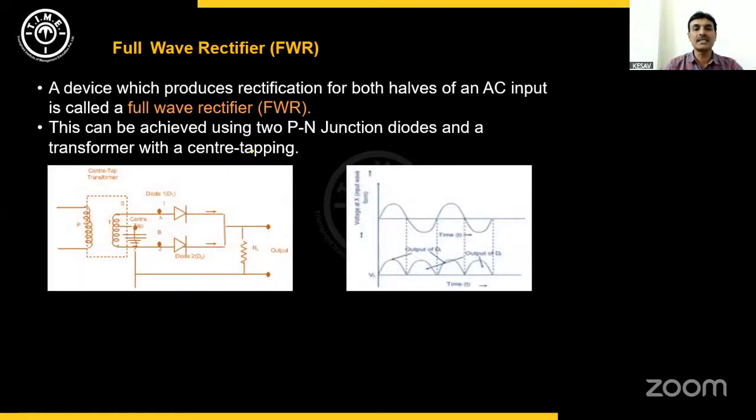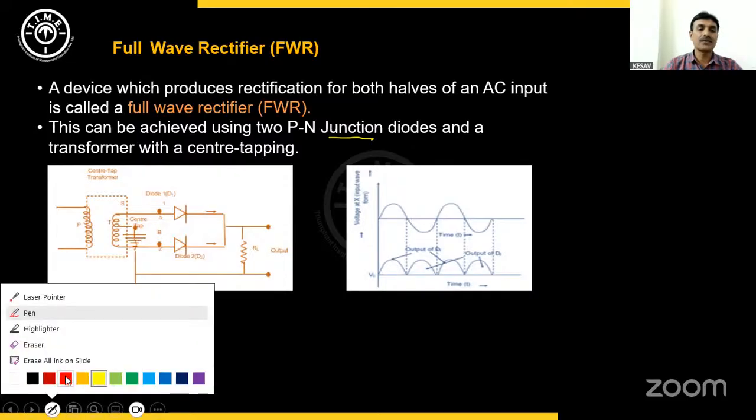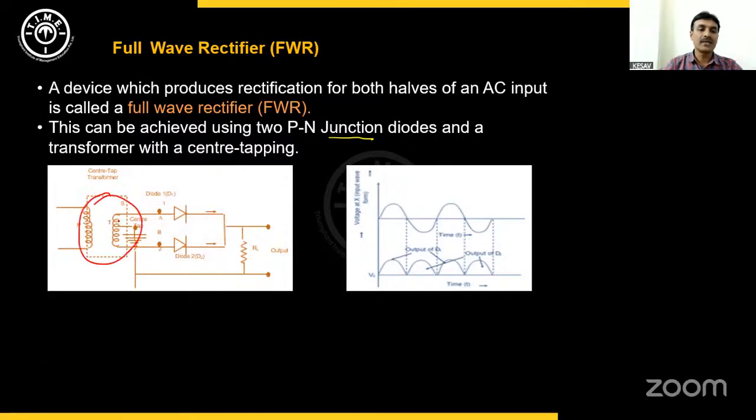So this can be achieved using two PN junction diodes and a transformer with a center tapping. This is the transformer shown here, the transformer with a center tapping. See, output is taken from the center of the transformer. That's what is called center tapping. Output is taken from here across the load resistance.